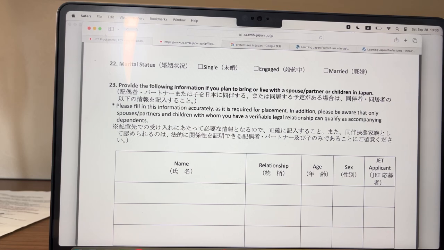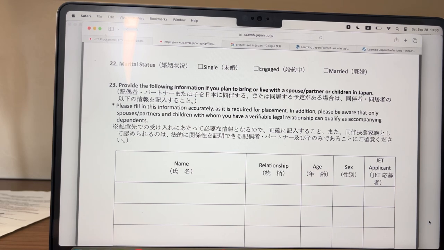In addition, please be aware that only spouses or partners and children with whom you have verifiable legal relationship can qualify as accompanying dependents. I've had a lot of questions regarding this. People saying, hello Kari, I'm not married, but I have kids with this woman and we haven't gotten to that point yet of getting married. Can I come with her to Japan? The answer is no. Only if you are legally married.